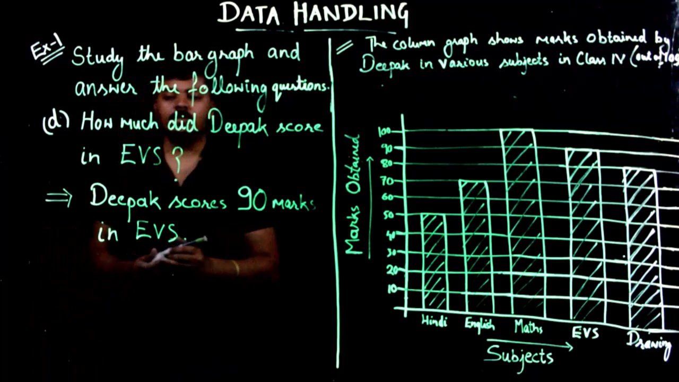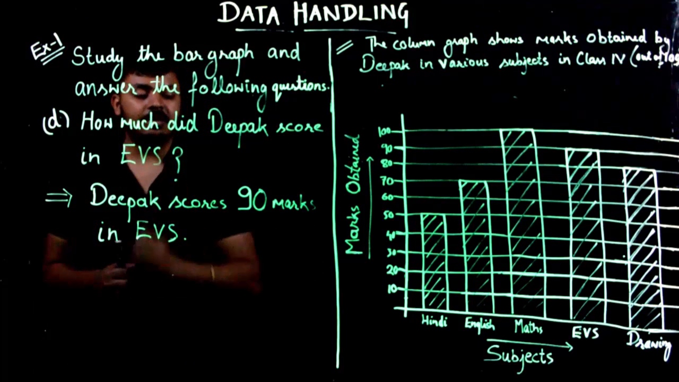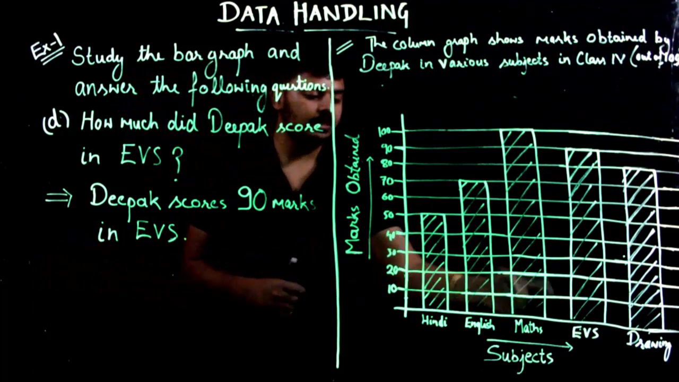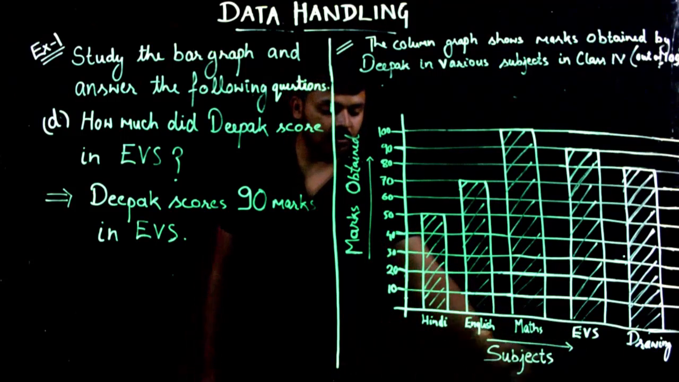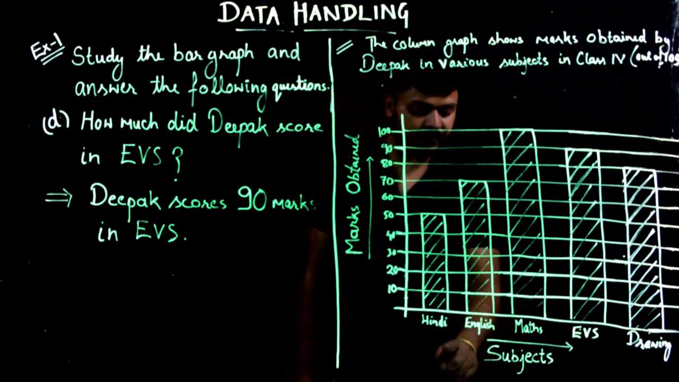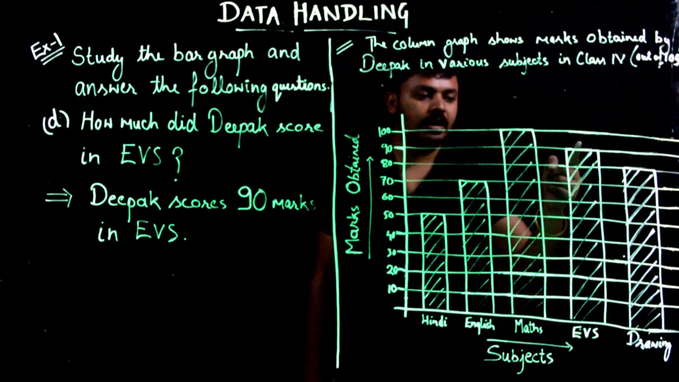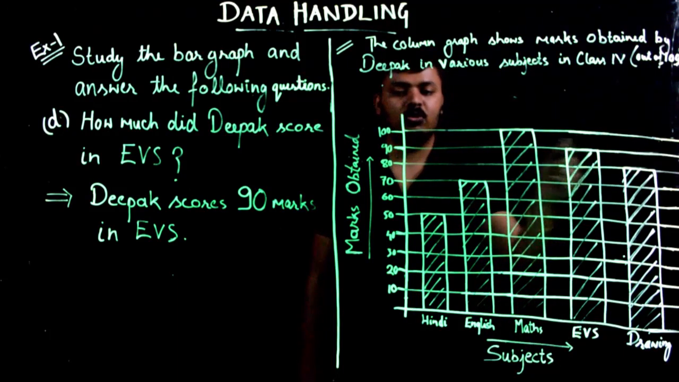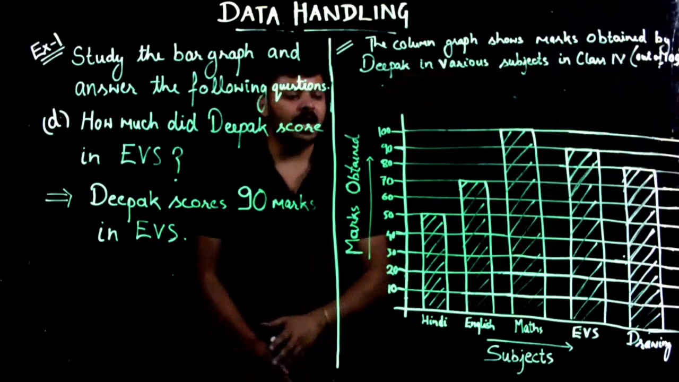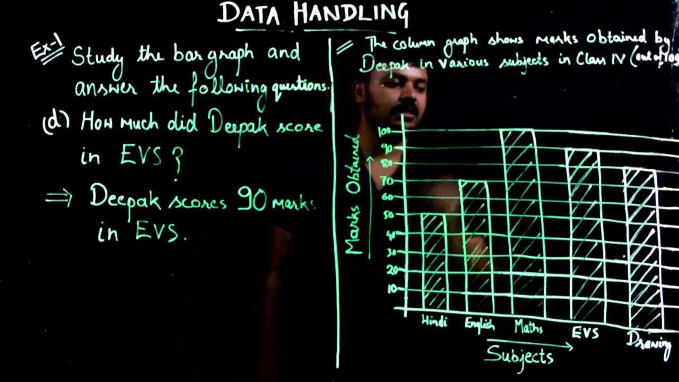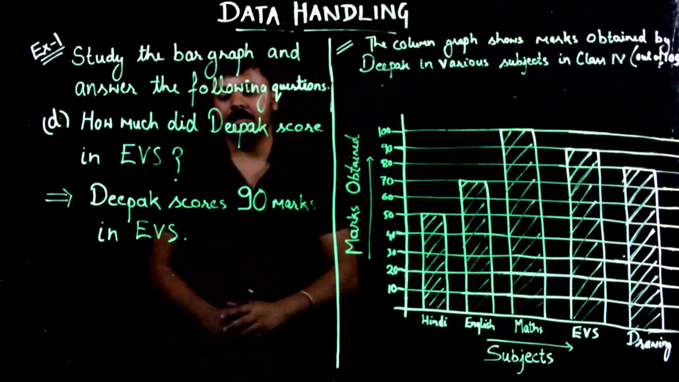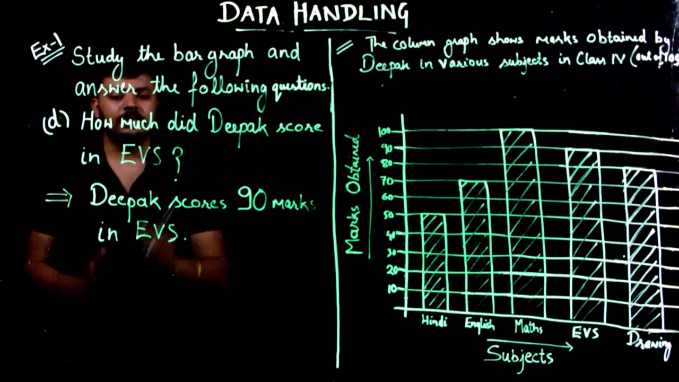So I hope students you have understood how I found the EVS marks of Deepak. That is, in the x-axis, in the down section, subjects are given, and the EVS subject has the bar or the column raised up to 90. So we can say that marks scored by Deepak in EVS subject is 90. That is 90 marks in EVS.